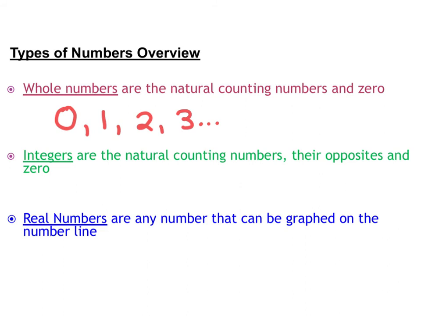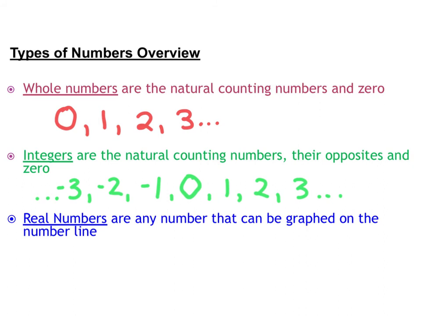Integers are the natural counting numbers, their opposites, and zero. So for example, if we start with 0, then you could have 1 and -1, 2 and -2, 3 and -3, and this would continue forever and ever. But you'll notice that these have to be whole numbers, either positive or negative.